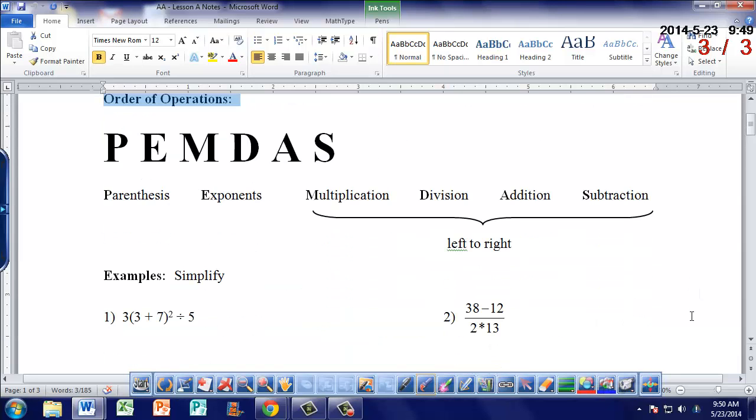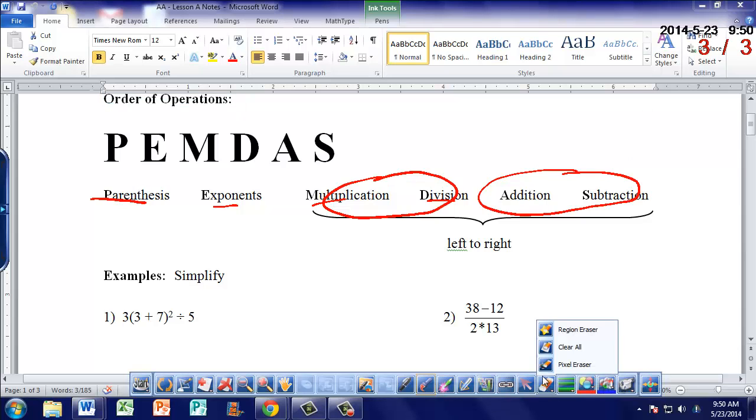Okay, really quickly here. Order of operations, people remember it as PEMDAS, or Please Excuse My Dear Aunt Sally: parentheses, exponents, multiplication, and division. These two go left to right. So if division happens to be first, you go left to right. And then addition and subtraction, and these two go left to right. Okay, let's just go ahead and get started.